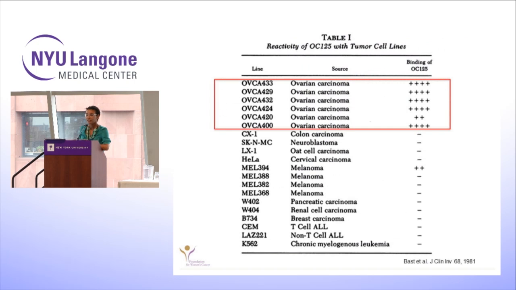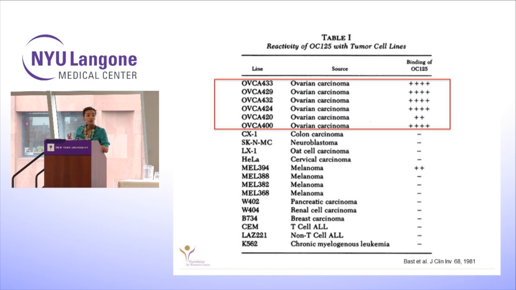So here's what it looks like. This is actually from the original paper. And that's just a long list of different types of cancer cells. The box that I've highlighted shows that the top 6 cancer cells are all ovarian cancer cell lines, so different types of ovarian cancers, like Doug was alluding to. And all of them bound very well to this new antibody that Dr. Bast found. Conversely, all of the other types of cancers, the non-ovarian cancers, did not bind well at all, except for one melanoma that had some weak binding.